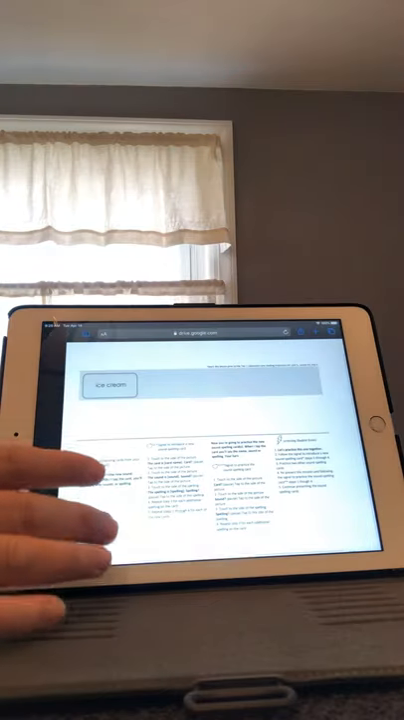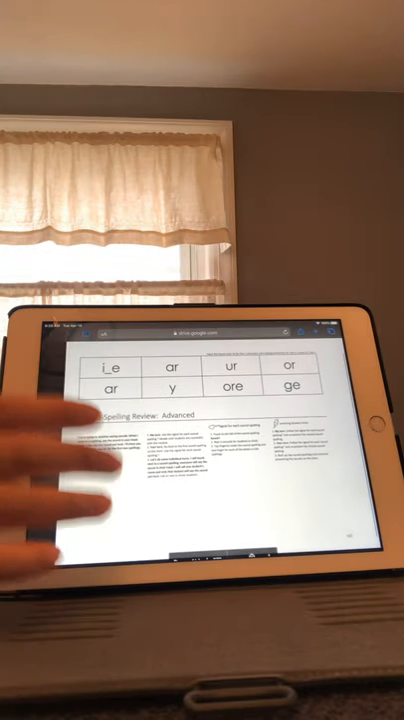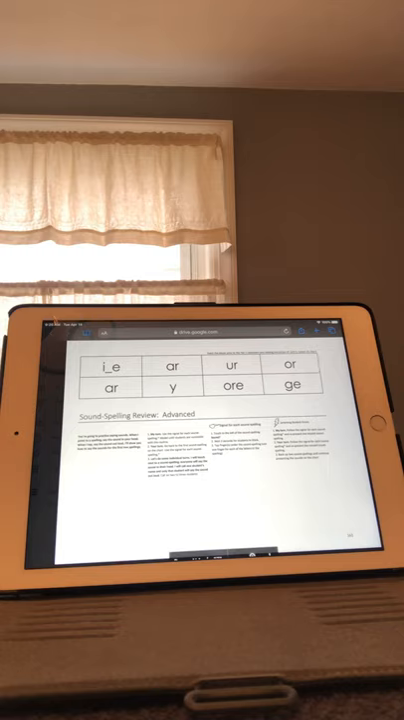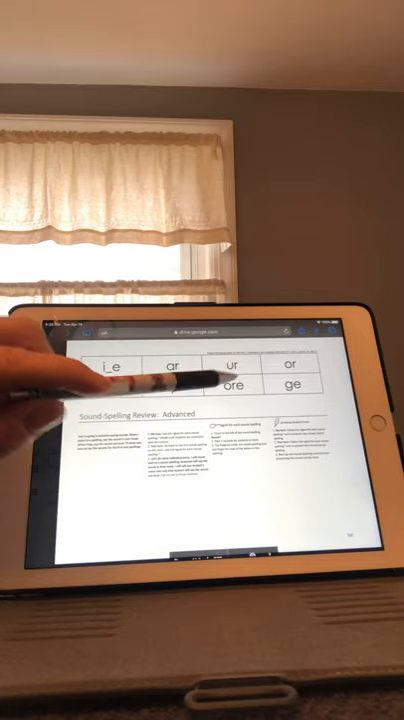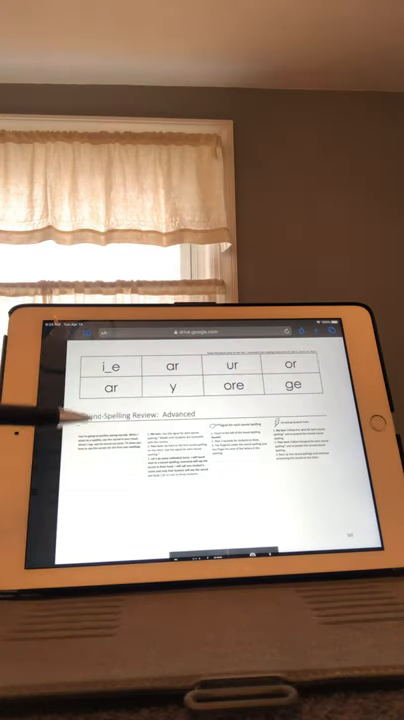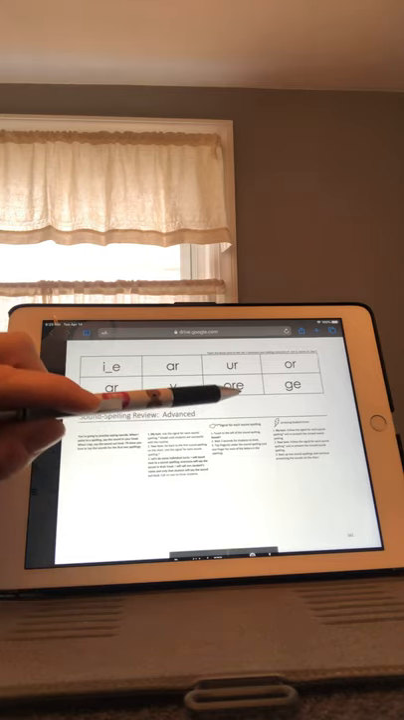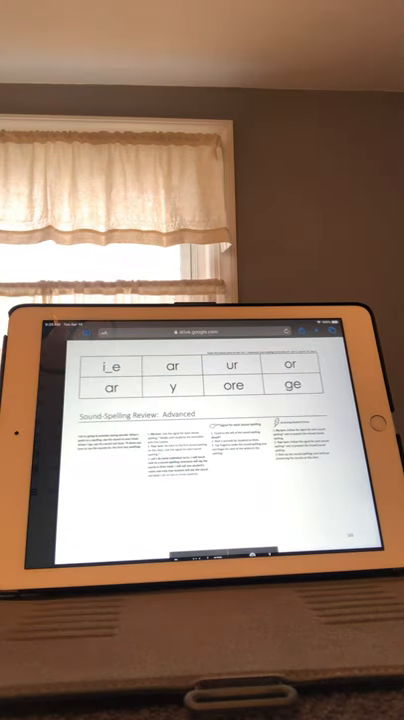Okay. Now we're going to do our sound spelling review. Remember, when I put my pointer to the side, you're going to think about what the sound is. And when I tap underneath, you're going to say the sound. I'm going to do the first one. My turn. I. Your turn. Good job, boys and girls.